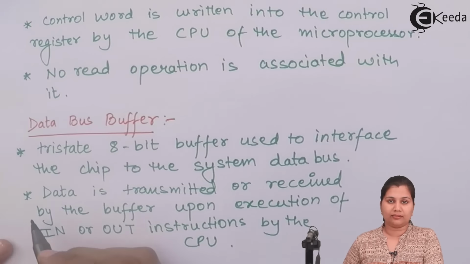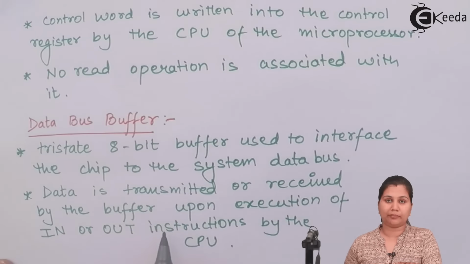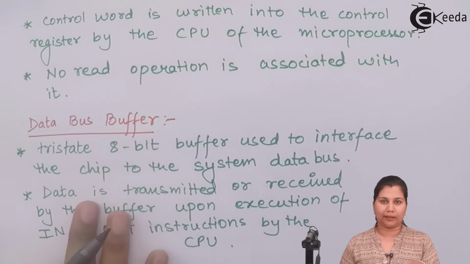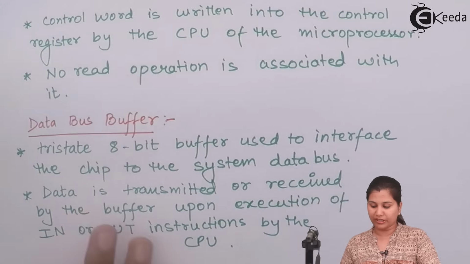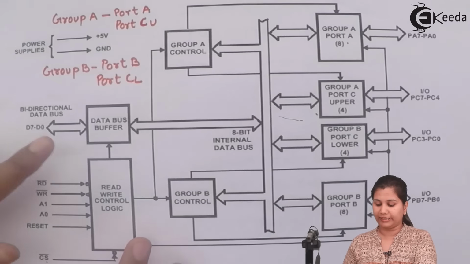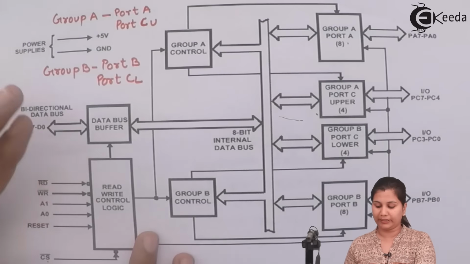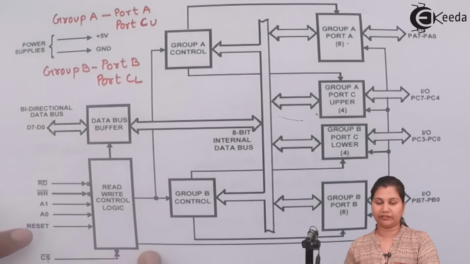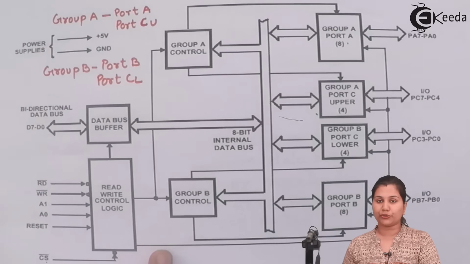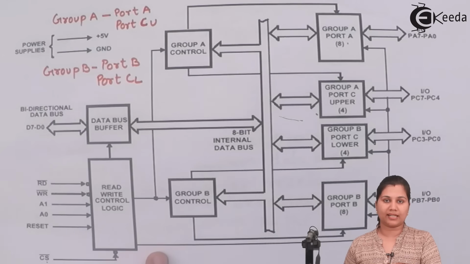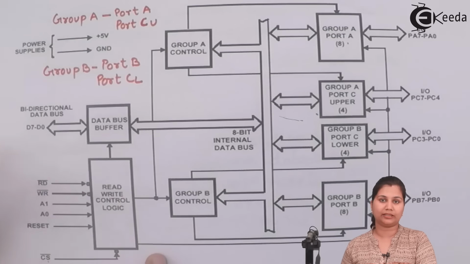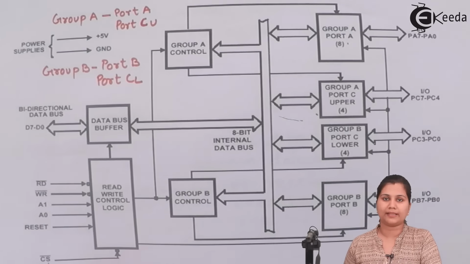Not only the data which is transmitted or received by the buffer, the control word and the status words are also sent out by the data bus buffer. If the control register is selected, then the data which is provided by the CPU of the microprocessor, that control word, will be written in the control register. So the data, the control and the status information, all such information is transmitted or received by the data bus buffer.